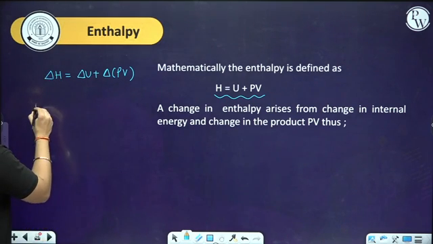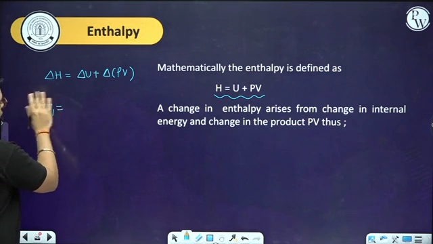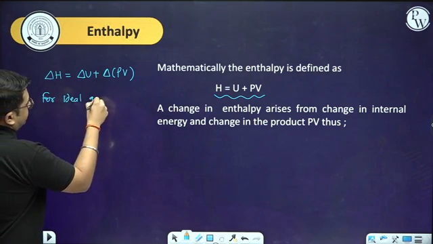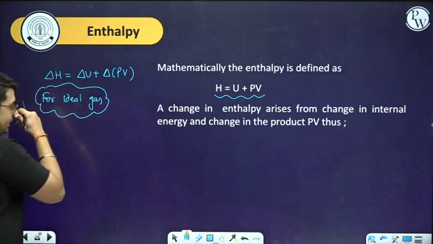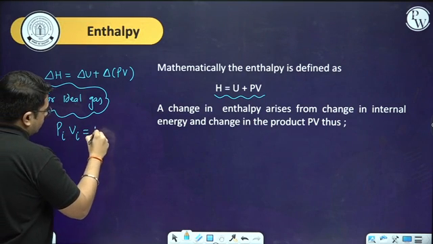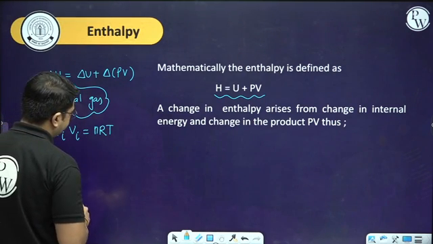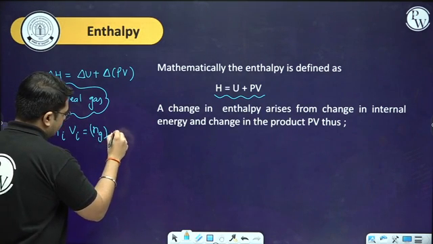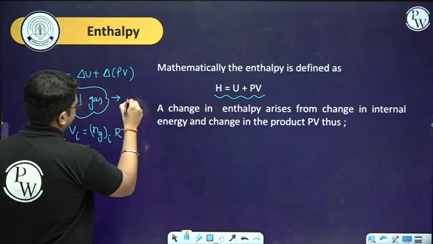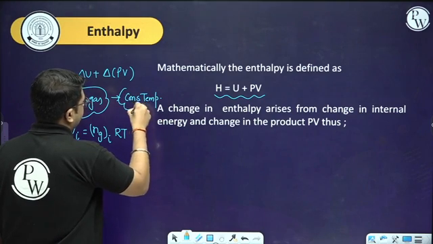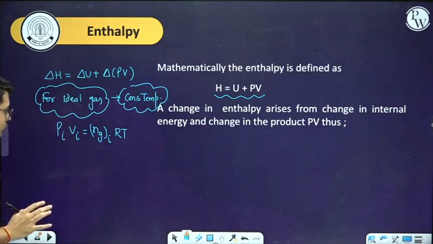Okay, let's try to figure this out. We know P initial, V initial. I am applying this for an ideal gas, just like the internal energy change. Let's say P initial V initial will be equal to n_g initial RT, at constant temperature. So this is the equation.